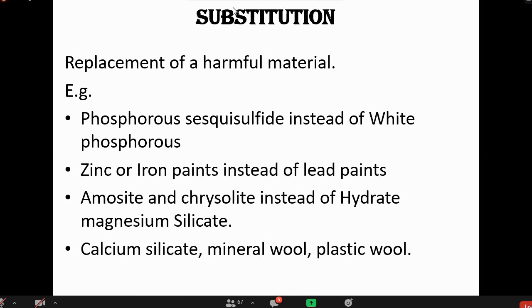Substitution is important. By substitution we mean that whenever we are using some kind of material, we should use something which is less harmful. For example, lead was being used earlier in paint, but now zinc or iron is being used, which is less harmful. Also, it is important that we use something which is less harmful.